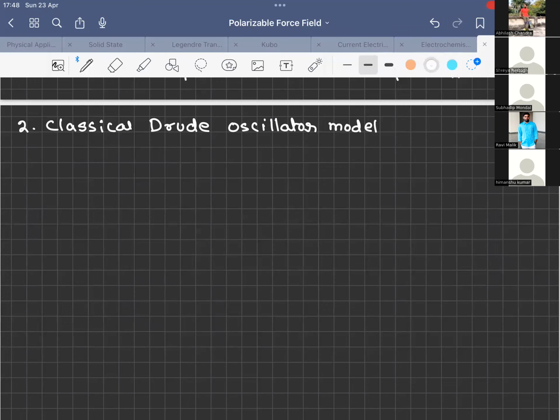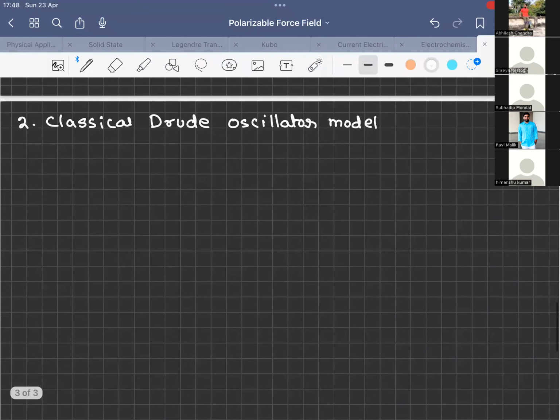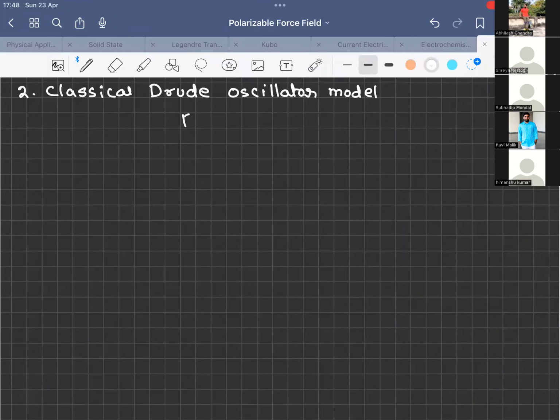Okay, so the classical Drude oscillator model. The early work was done by Professor Paul Drude in 1902. He developed this as a simple way to describe the dispersive properties of materials. I am going to introduce this only in a philosophical way, how the Drude oscillator model incorporates electronic polarization. To represent electronic polarization, they introduced a massless charged particle attached to the atomic center of each polarizable atom. Suppose there is water with oxygen as well as hydrogen. They considered a massless charged particle attached to this oxygen and hydrogen with a harmonic spring.